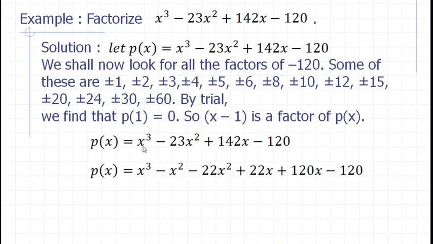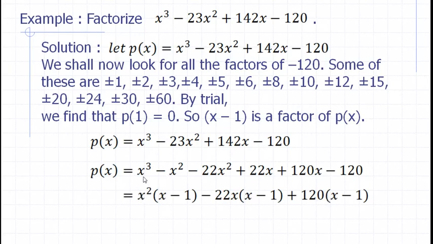Now we have to split these two middle terms in this. X cube on its own place, minus 23x square can be written as minus 1x square minus 22x square, that is minus 23x square, and this third term plus 142x can be written as plus 22x plus 120x, and the last term is same as minus 120 you have written.